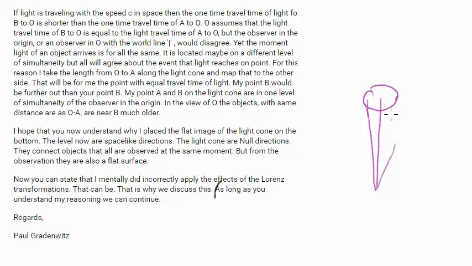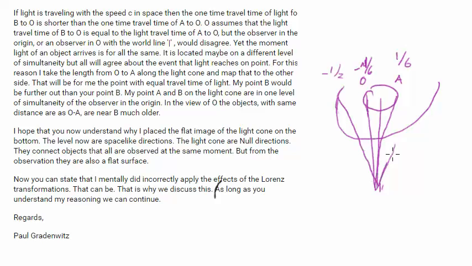But here we've got O and A, and then a larger circle, which is V equals, or this is 1/6, I'll just call it 1/6, and this is negative 1/6, 1/6. Negative 1/2 is what I said was B, and event B is right there, B.